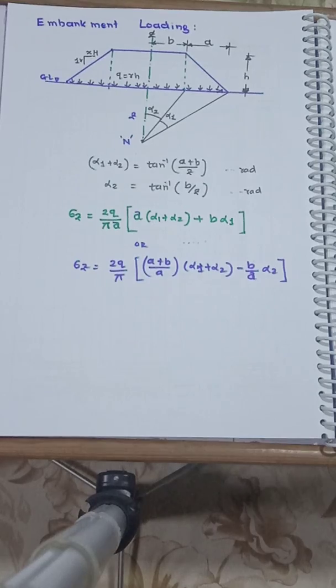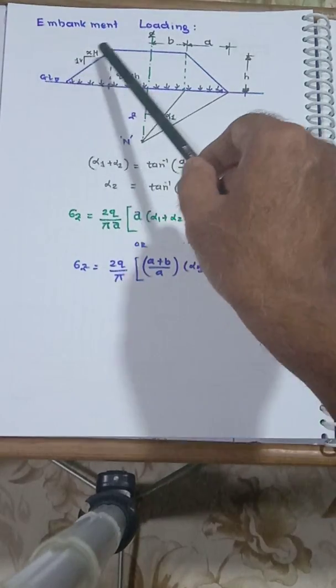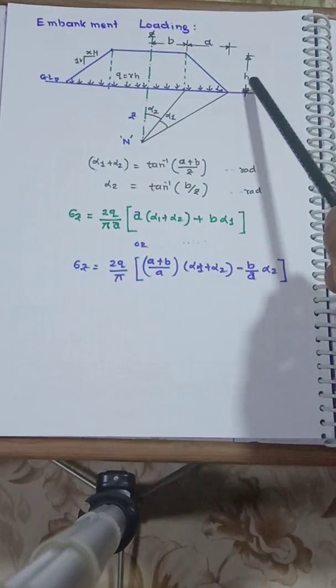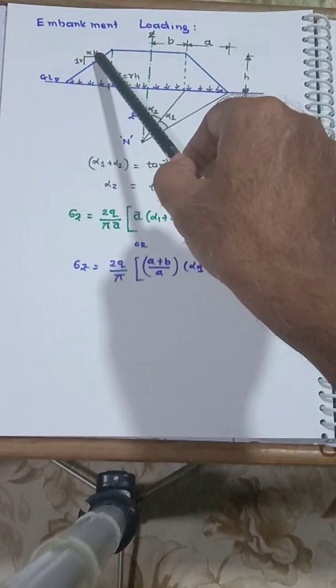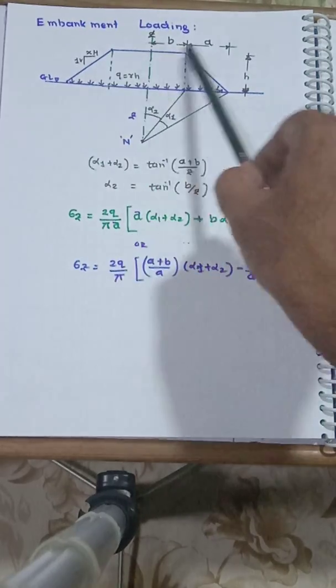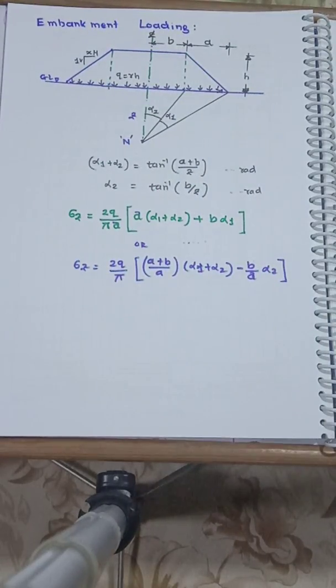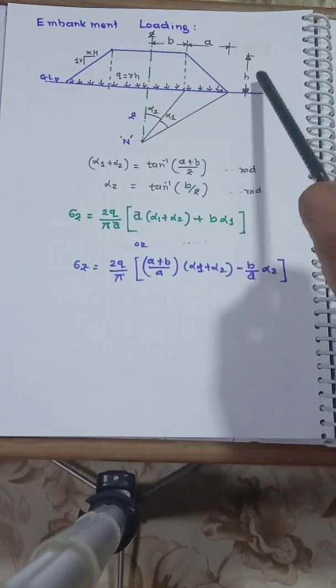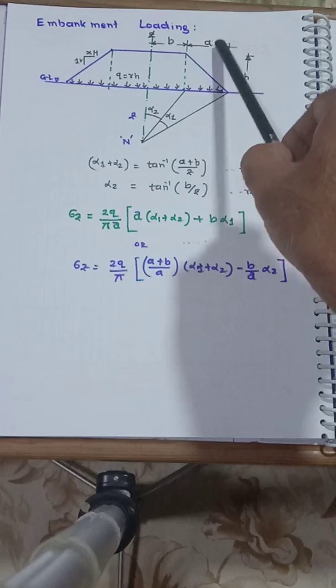Generally, how do we calculate a? From the slope 1 vertical to x horizontal, if I multiply h by this slope component, the horizontal component, I get a value. For example, if it is 1 is to 2 and the height is 3 meters, then 3 into 2 is 6, so a becomes 6.